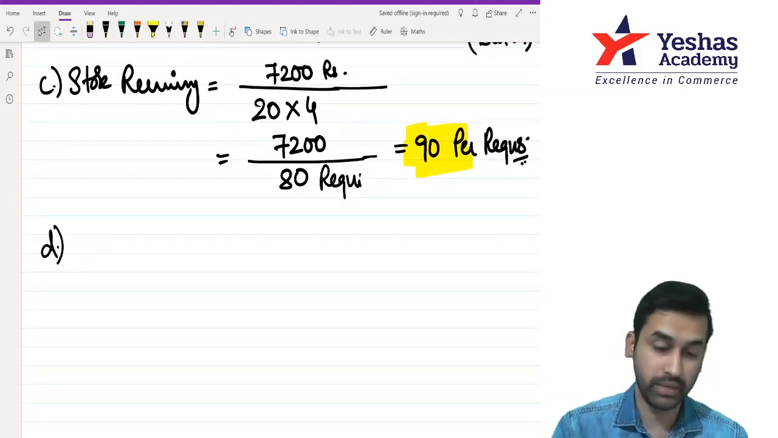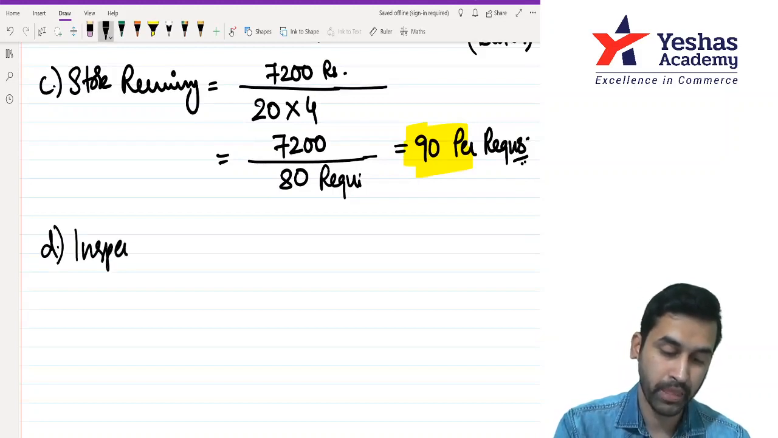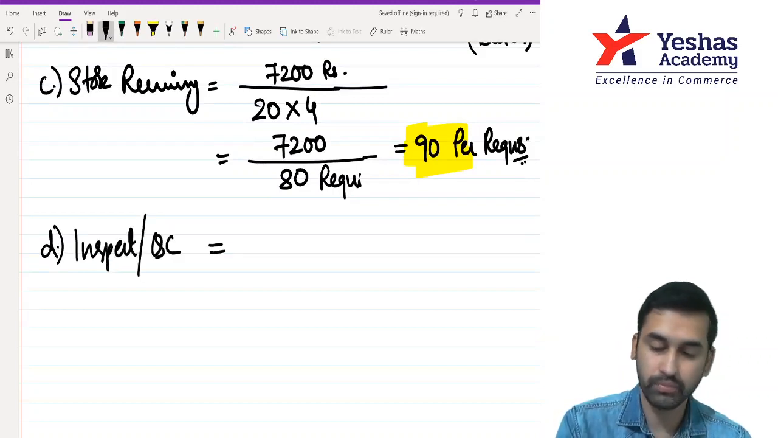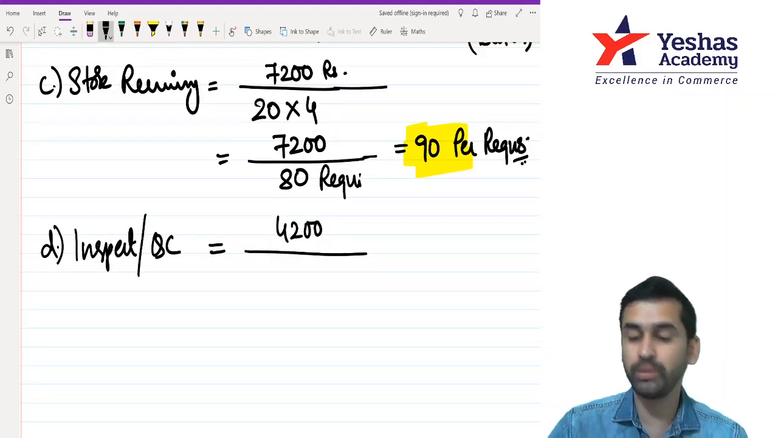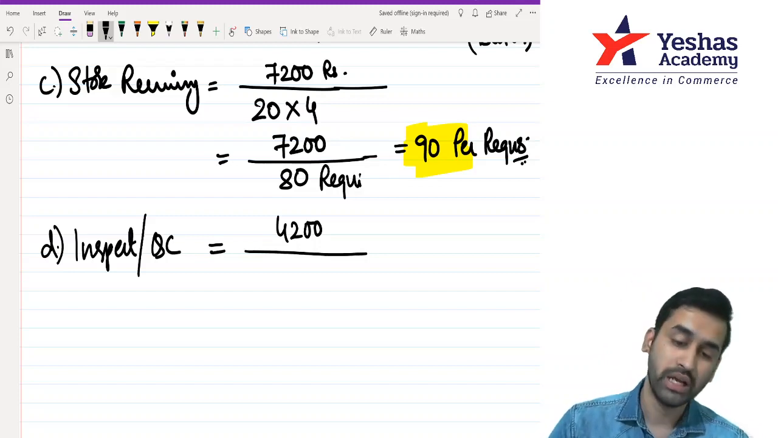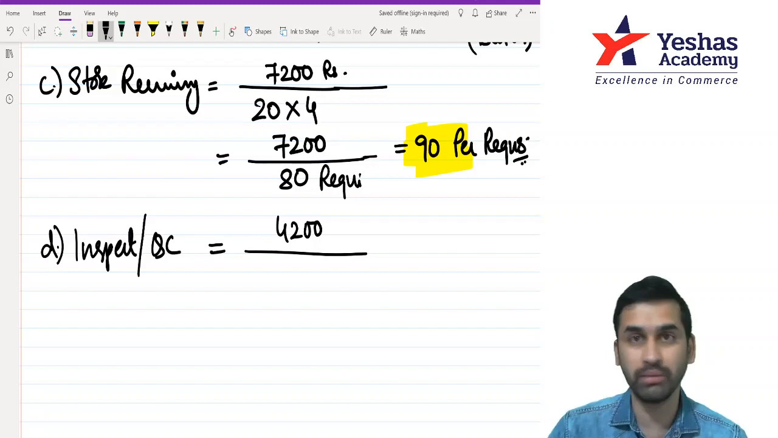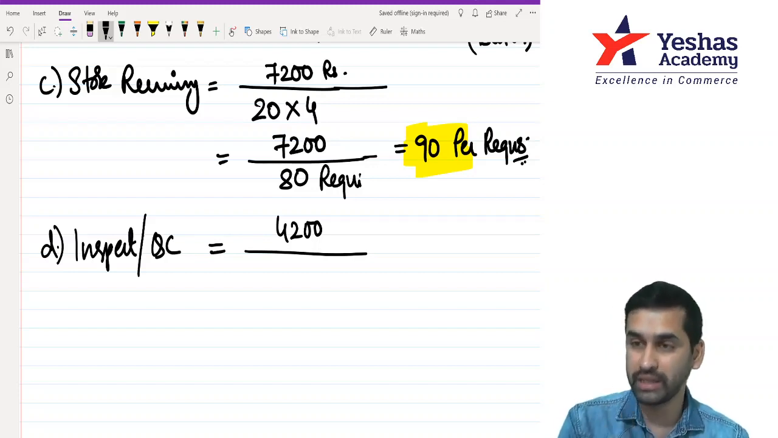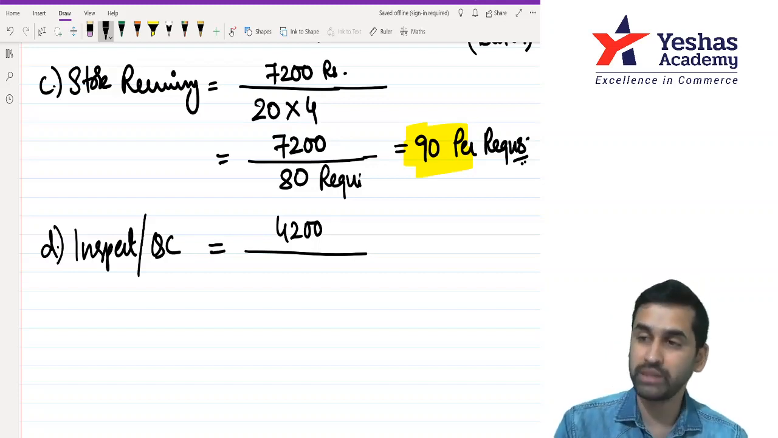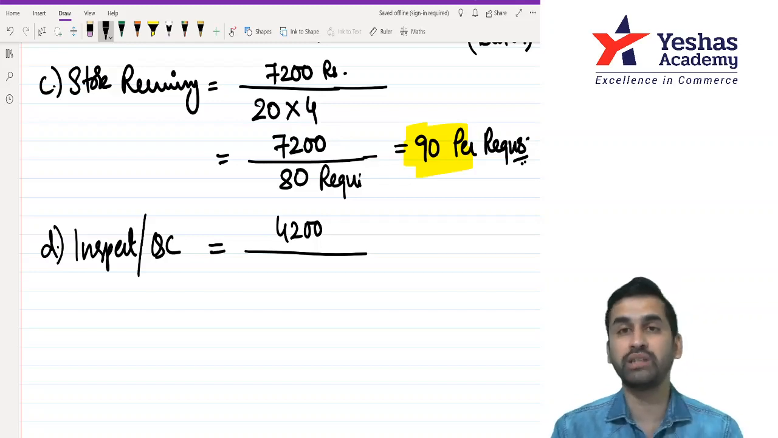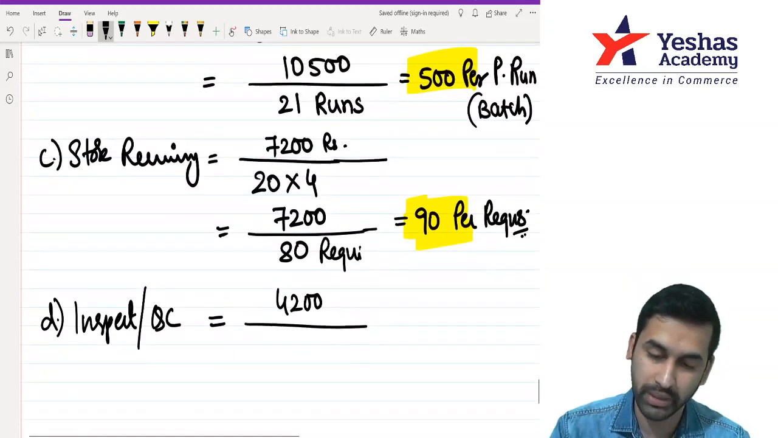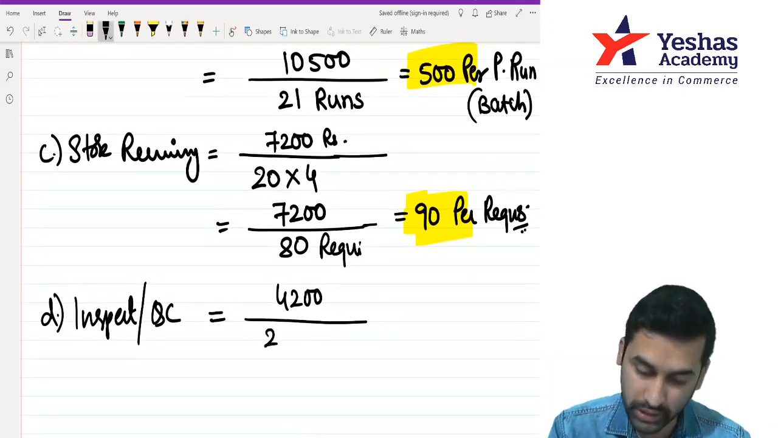What's the fourth item? Inspection or quality control. What's the numerator? 4,200 rupees. Correct. To be divided by, sir, third table says number of production runs. Number of production runs we have already calculated. Correct. You observe in third table, the cost driver for setup and for inspection both are number of production runs. That means you can just scroll up here. 21 runs you have.